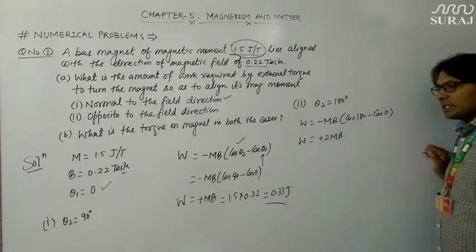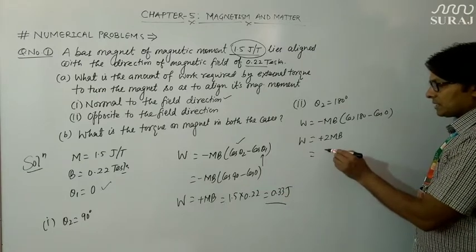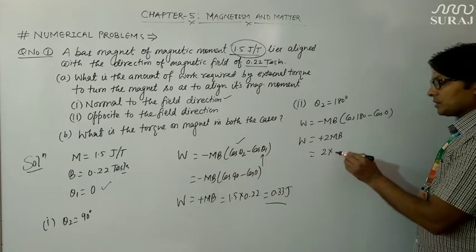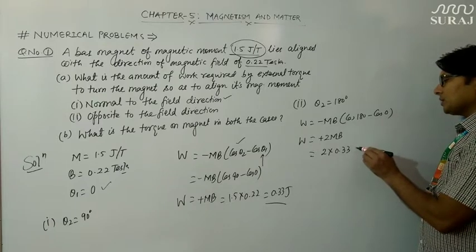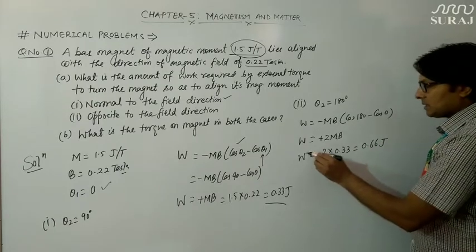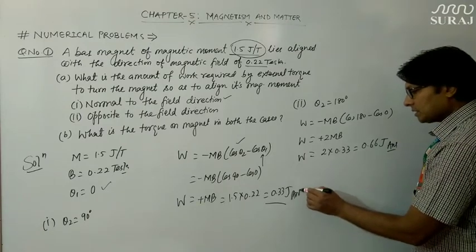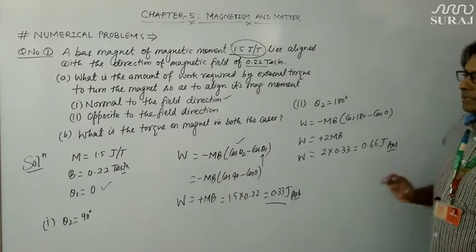Work done is twice MB, or we can say double the work done in the previous case. So 2 times 0.33, which becomes 0.66 joule, is the answer in the second case. That was the answer in the first case, and this is the answer in the second case.